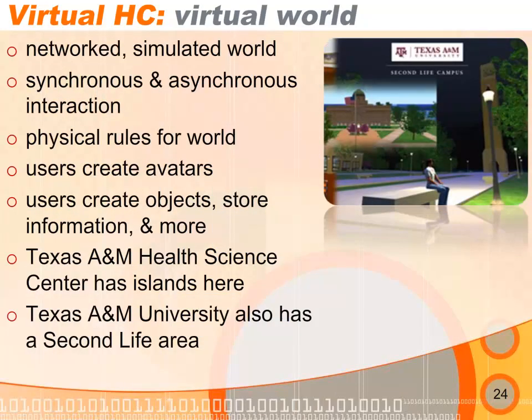So what are some characteristics of virtual worlds? These worlds are networked and simulated, where people can have synchronous or asynchronous interactions. There are usually some type of physical rules, although they do not necessarily apply to the rules of our world. Users can create avatars or identities. In some cases, users can also create objects, store information, and other applications. The Texas A&M Health Science Center has some spaces here, as well as Texas A&M University.